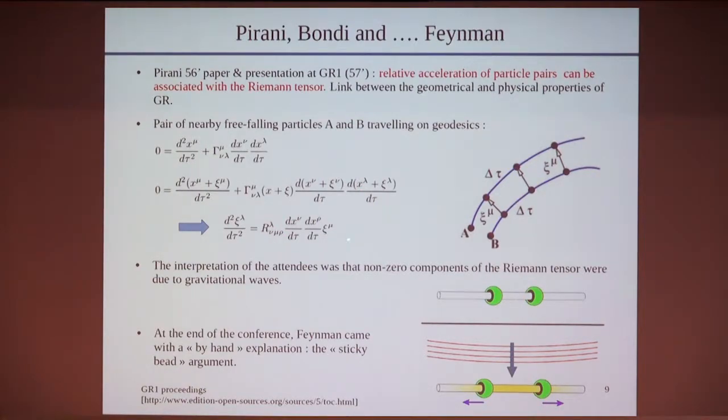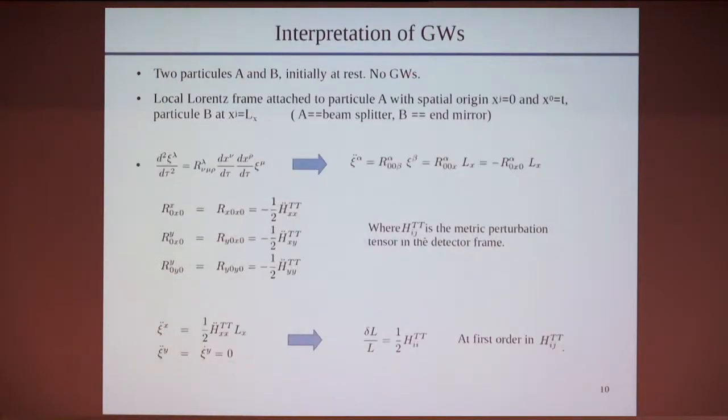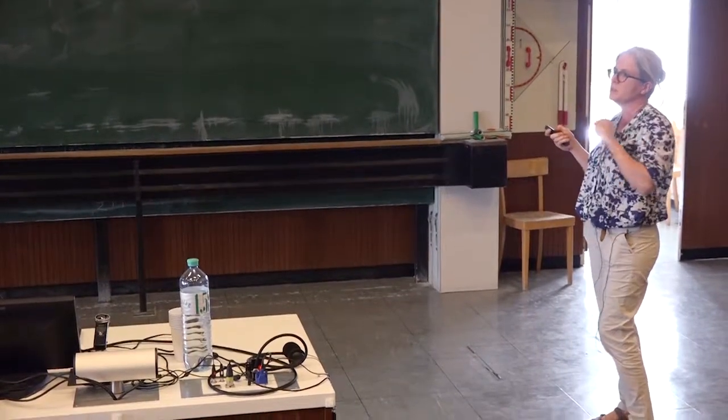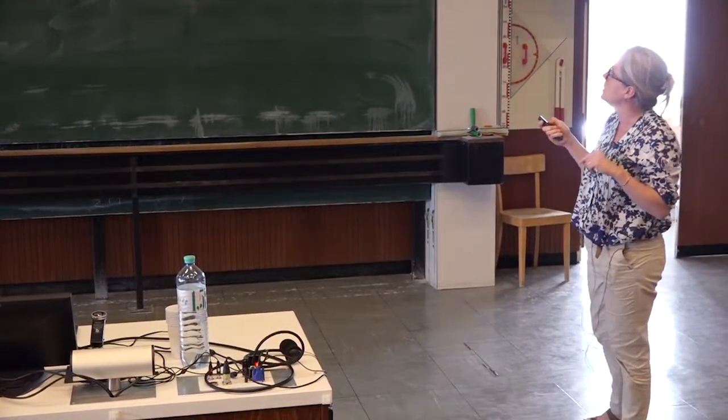And so it makes a link between the geometrical properties of the space-time and the acceleration of particles. And I will come back later, because if you express the non-zero components of the Riemann tensor, behind that you actually have the gravitational waves here. But another important thing: this is what was explained in the 1956 paper of Pirani.